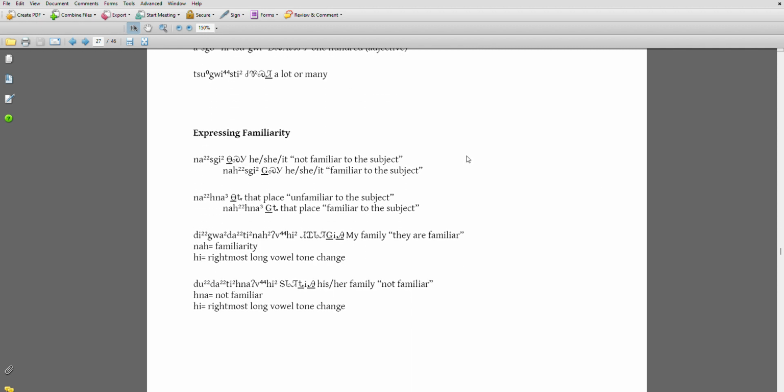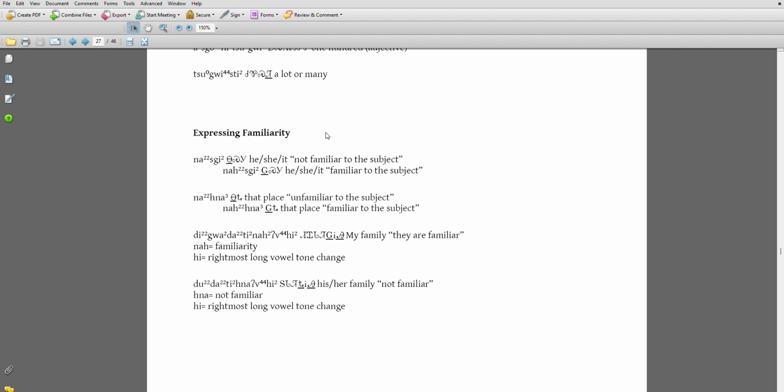Expressing familiarity. So here we are using an articulator na and na. They're pronounced the same. It's simply an articulator. Naski, he, she, or it not familiar to the subject. And naski, he, she, or it is familiar to the subject. So you can imagine how important that would be in a letter, because then we know what we can ask for more information about, and we also know what the writer may not know very much about, simply by the way they wrote the letter.